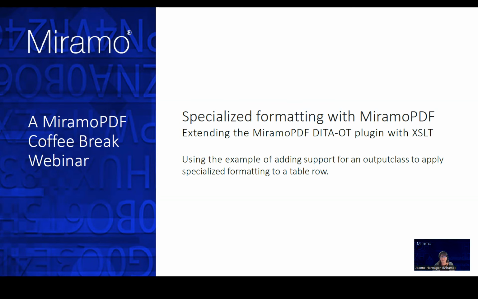So the example I'm going to use today is that of adding support for an output class to apply specialized formatting to a table row.